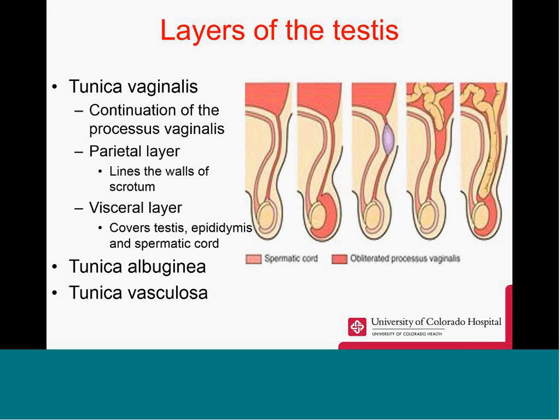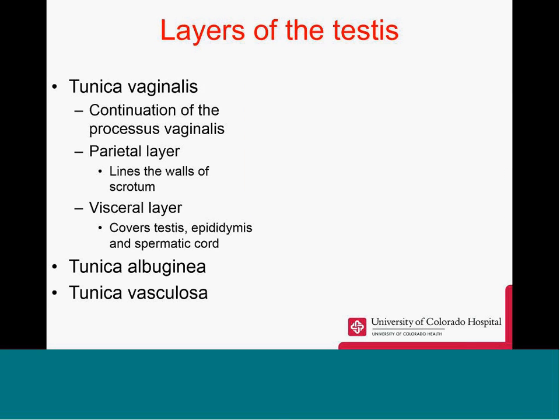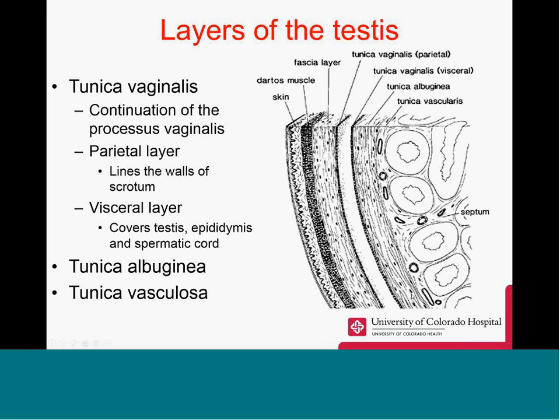A couple more layers, the tunica albuginea is the tough layer that surrounds the testicle itself, and the tunica vasculosa, which is the connective tissue layer containing the blood vessels and lymphatics. Here we can see our tunica vaginalis, our parietal and visceral layers, our tunica albuginea, and then the inner tunica vasculosa.